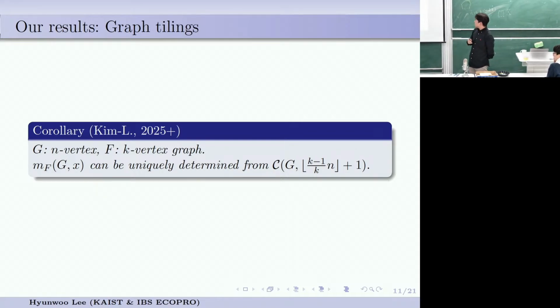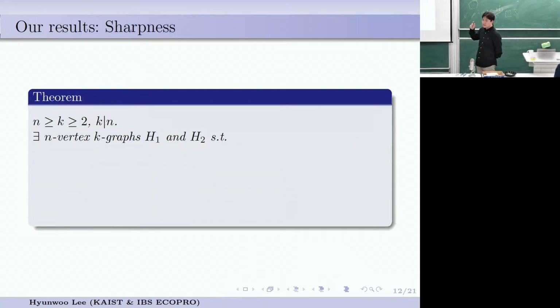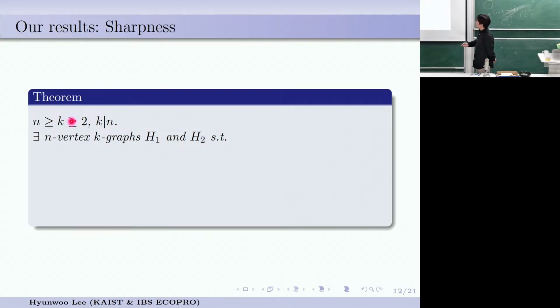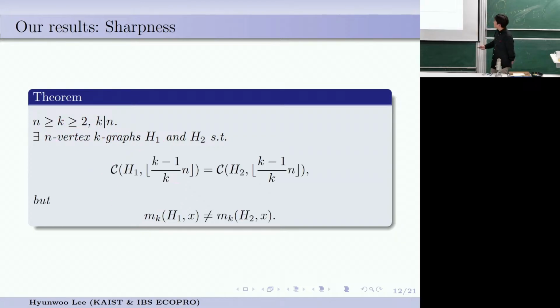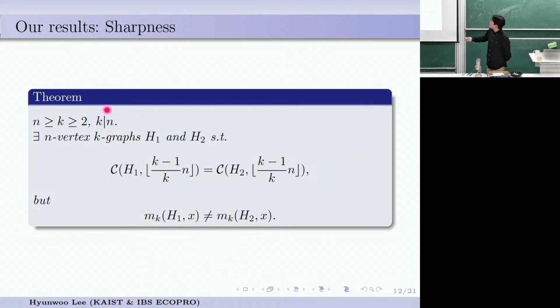These are our main results, and indeed the number (k-1)/k times n is sharp. Whenever k divides n, or n minus 1, but for simplicity let's say k divides n, we can show that there exist two n-vertex k-uniform hypergraphs H1 and H2 such that their complete decks of this size are exactly the same, but their matching polynomials are different. We can construct these two hypergraphs whenever we have this condition.